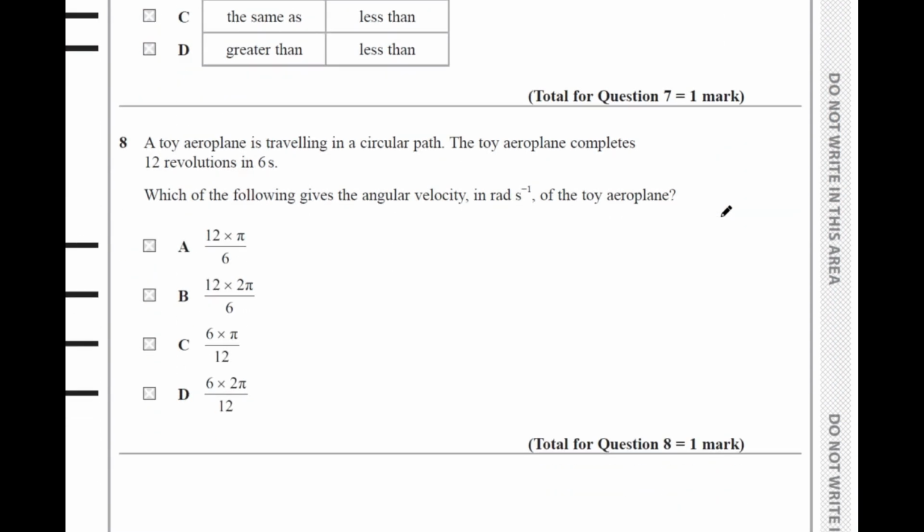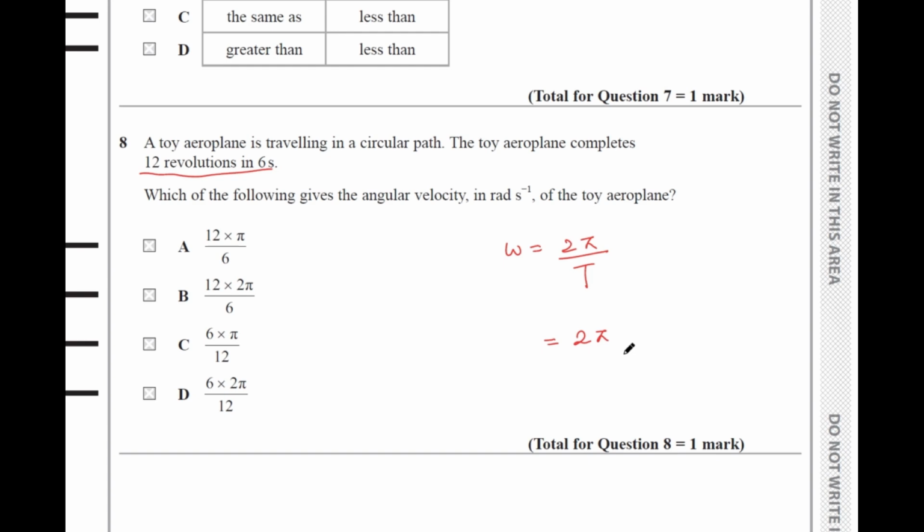Eighth question related to circular motion, angular velocity. Angular velocity is given by omega equals 2 pi over capital T. So they had given the revolutions and the time taken. So 12 revolutions within 6 seconds.